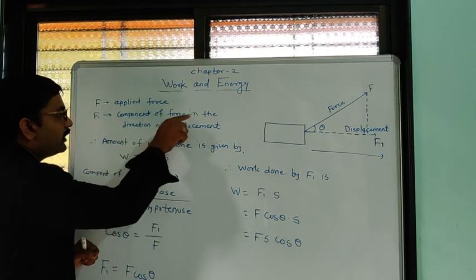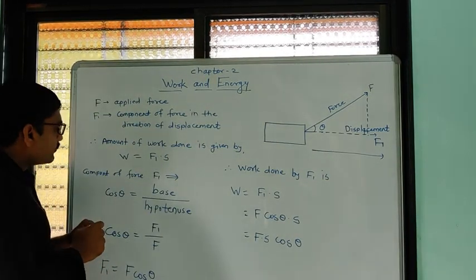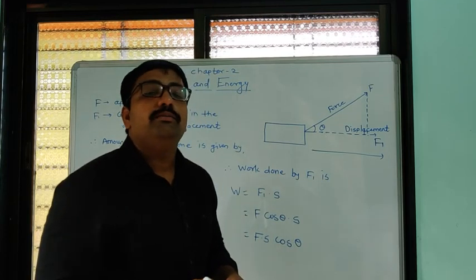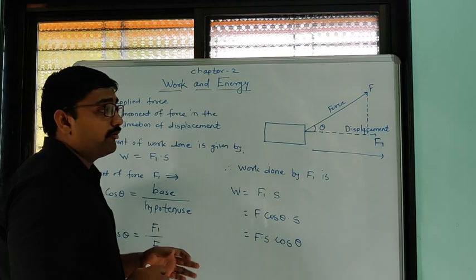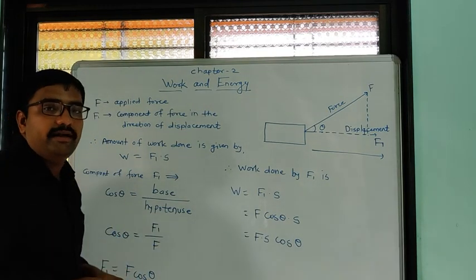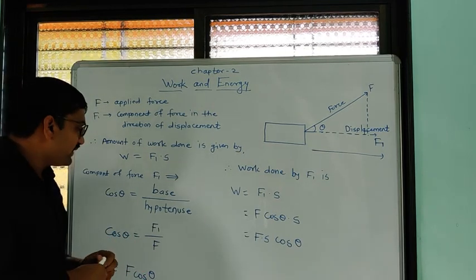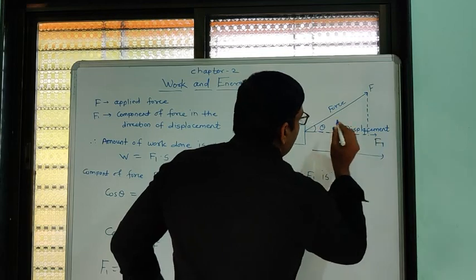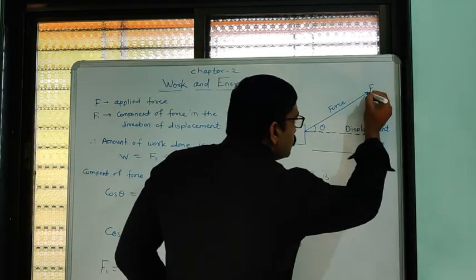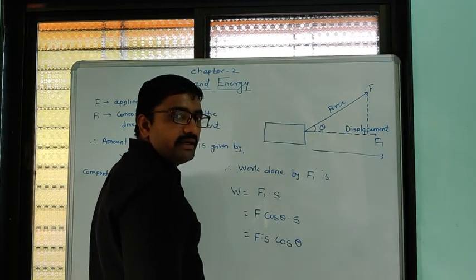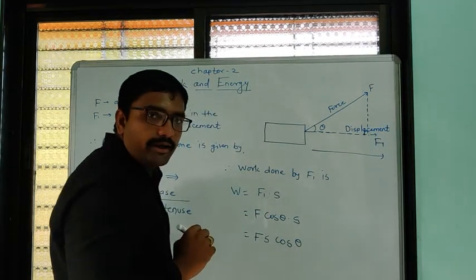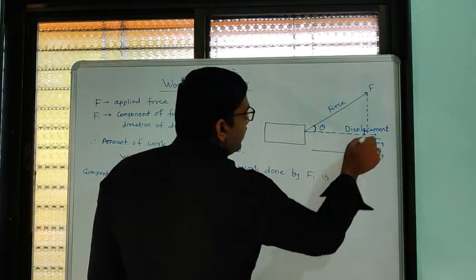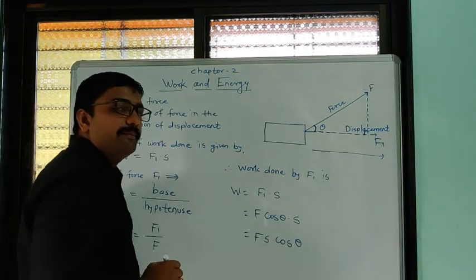So work done will be equal to F1 into S. F1 is the component of force in the direction of displacement. Now, how do we calculate this component of force? For that we have to use some trigonometric functions, sine, cosine, which you will study regularly in mathematics. But now we only have to consider cosine theta. Suppose this is the direction of displacement and this is the direction of force. If we join both by a perpendicular, a right angle triangle will be formed, and this is the angle between force and displacement, that is theta.